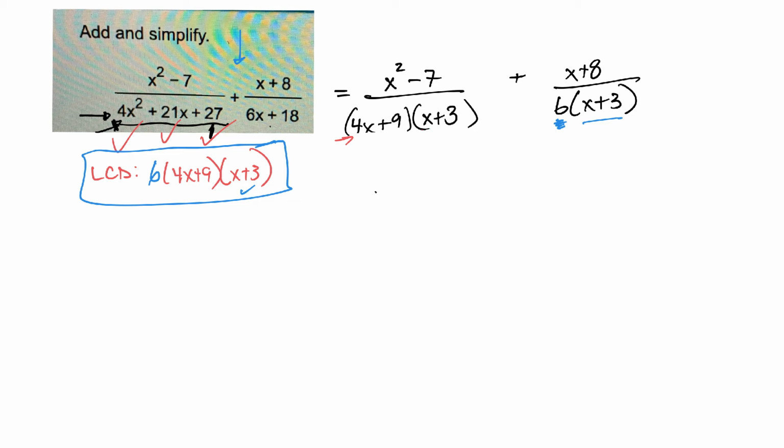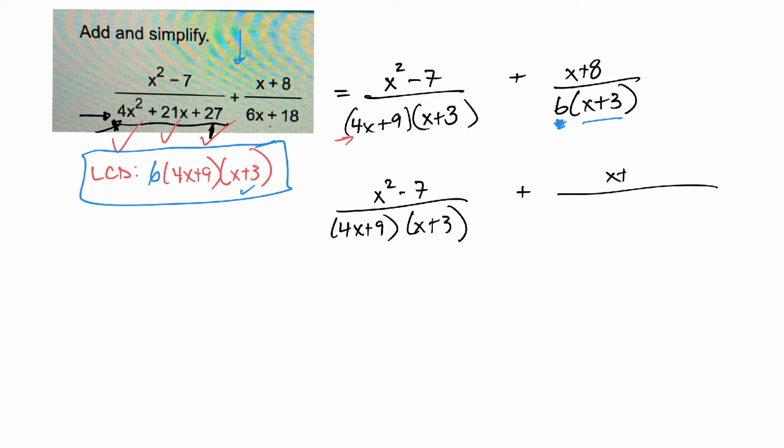So I need to change this first one, x squared minus 7 over 4x plus 9 times x plus 3. I'm going to change that in a second. Plus, and this one needs an x plus 8, and it already has a 6 and an x plus 3. Okay, so to get the common denominator, which is this over here, I look at this first one, and I see that it's missing a 6. So I need to include a 6 there. But if I include a 6 on the bottom, I also need to include a 6 up top.